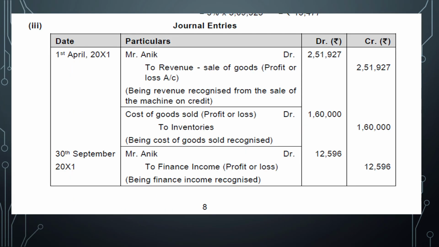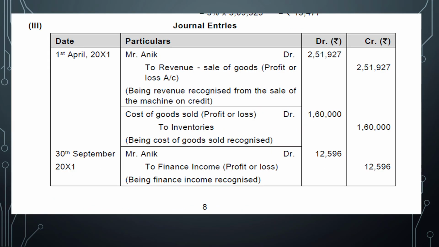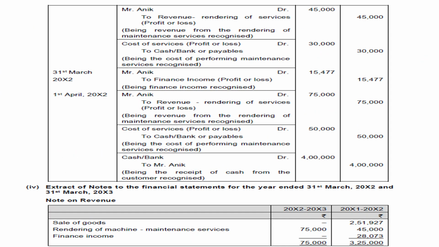Now moving on to the journal entries. On 1st April, this will be recorded: Mr. Anik to revenue, 2,15,927. Then the COGS to inventory entry, 1,60,000. And on 30th September, finance income will be recognized, which we just saw in the computation. That is 2,15,927 into 5%. The next one is the recognition of revenue for services: Mr. Anik to revenue 45,000. And another important thing is that narration is also very important for any question that comes on journal entries. So keep this in mind.